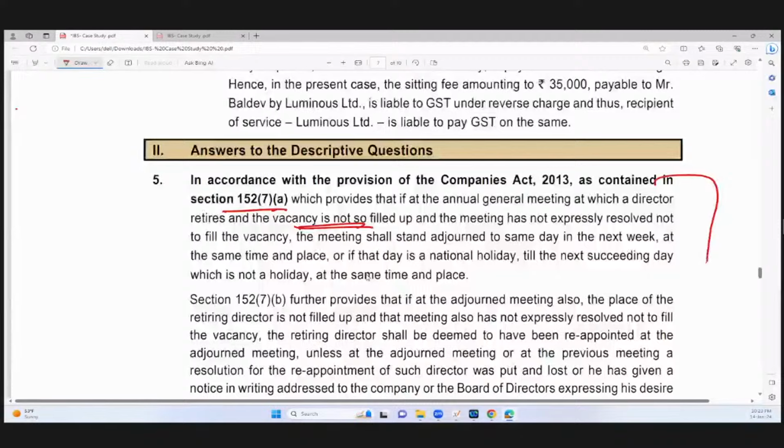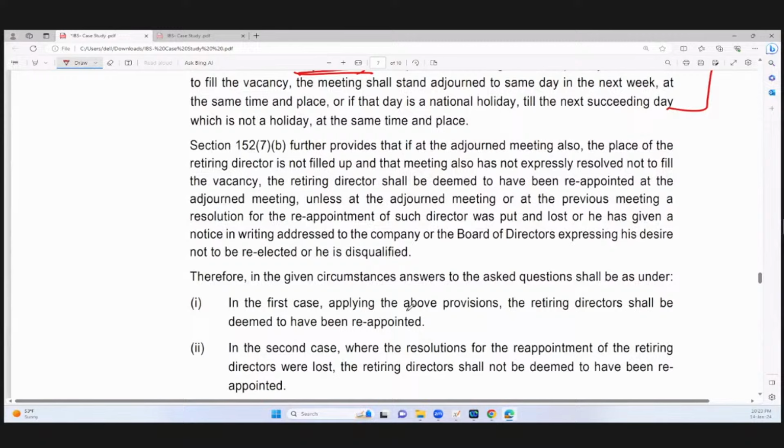Further, 152(7)(b) क्या कहता है? Further provides that if at the adjourned meeting also the place of retiring director is not filled up and the meeting has also not expressly resolved, अगर AGM के अंदर or in the adjourned meeting के अंदर this vacancy has not been filled up, then what will be the case? Then the retiring director shall be deemed to have been reappointed at the adjourned meeting.